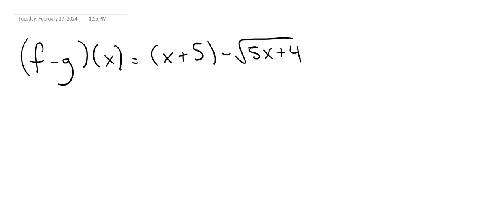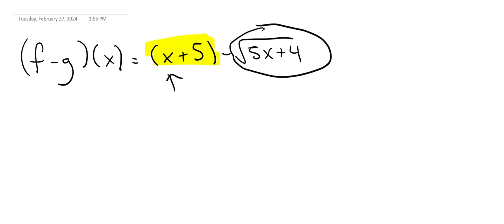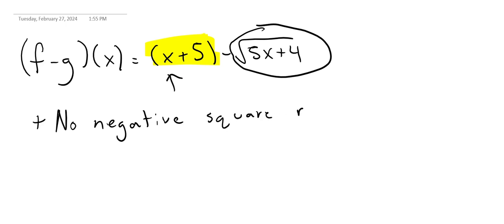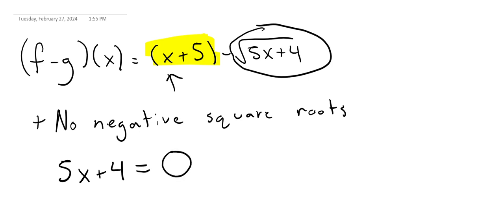Again, for the domain, we're looking at what we are allowed to plug in here. I'm just going to go piece by piece. If I look at the x plus 5, I have no issues with this. I can plug whatever I want into this x value. The issue arises here with this square root. Remember, I have the rule of no negative square roots. So first I'm going to figure out when 5x plus 4 is equal to 0. I can have the square root of 0, so this is what I'm interested in, and then I'm going to avoid the negatives.